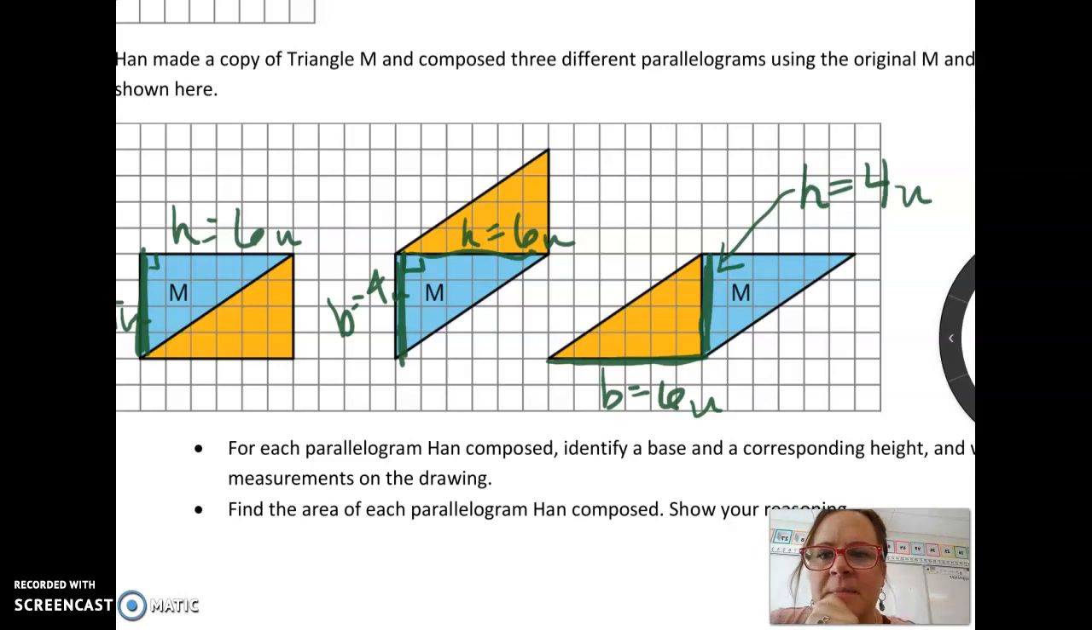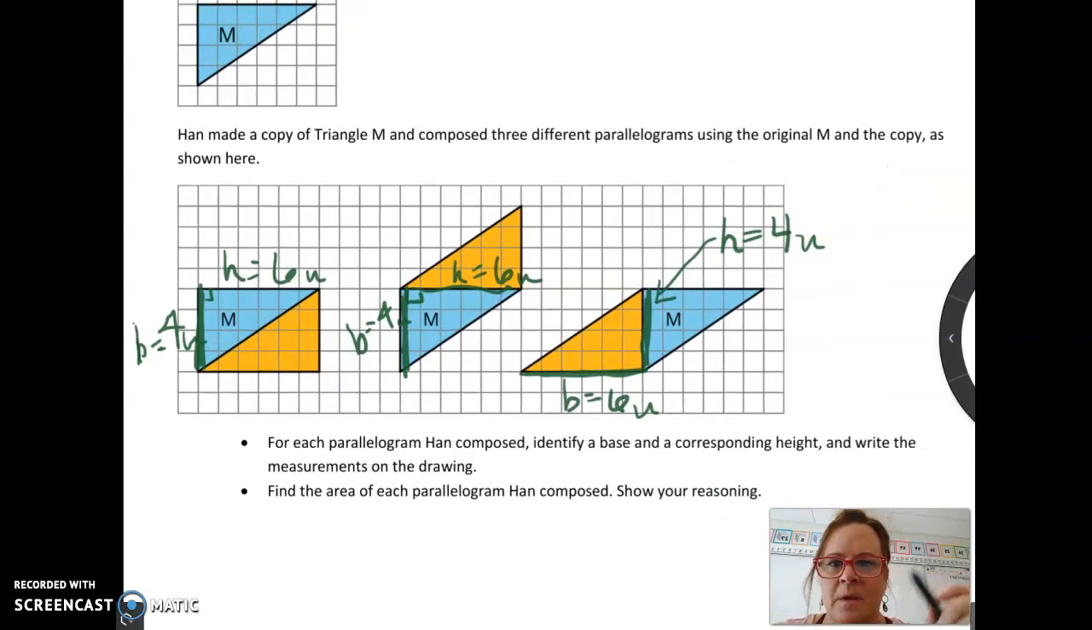It says that Han made a copy of triangle M, and he composed 3 different parallelograms using that original copy of M as shown here. So we have this original M right here, and he made a rectangle, and then we have this original M right here, and he made kind of this longer looking parallelogram, and then we have this original one right here, and it's a little different looking than this parallelogram right here.